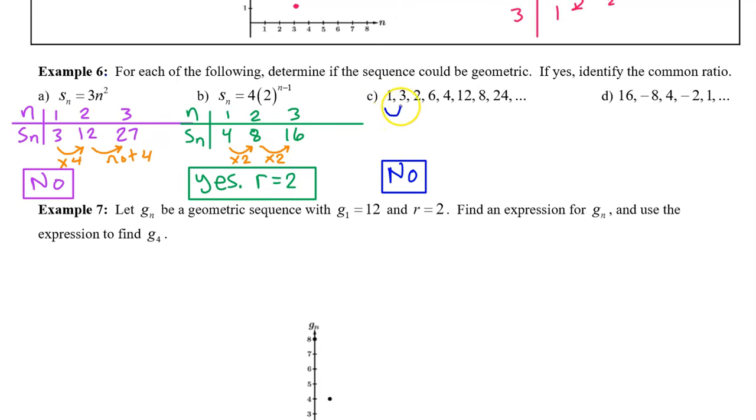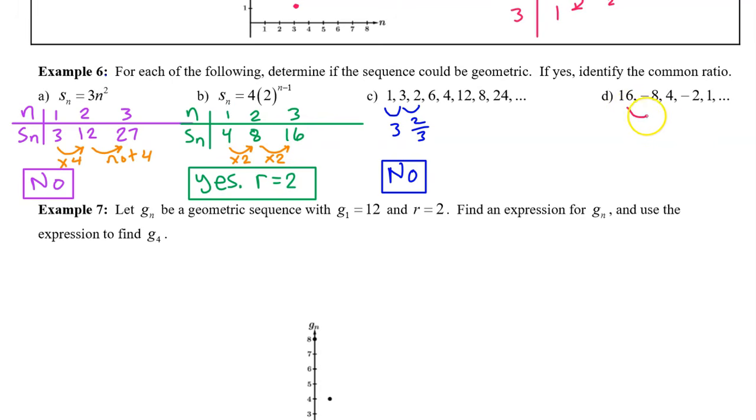Also, if there was going to be a common ratio, it would come from 3 divided by 1, which is 3. So that's the first ratio. But then 2 divided by 3 is 2/3. So these are not the same, so not geometric.